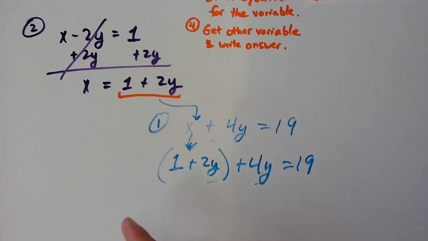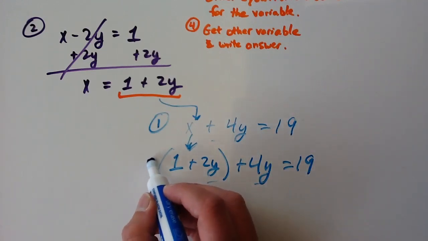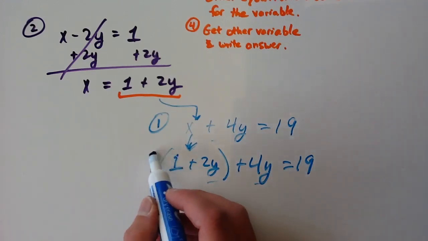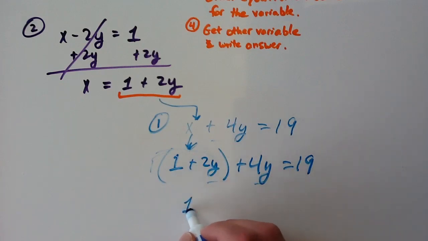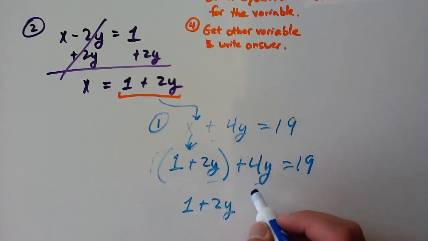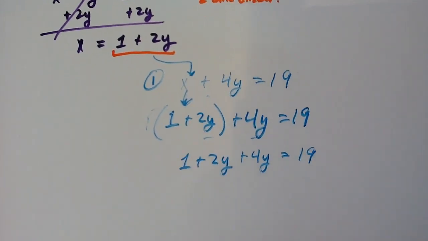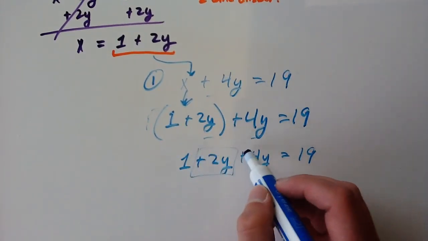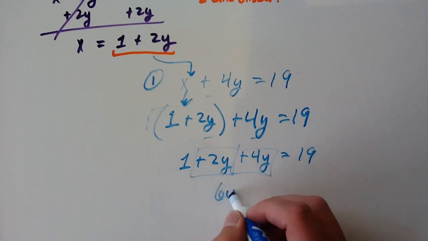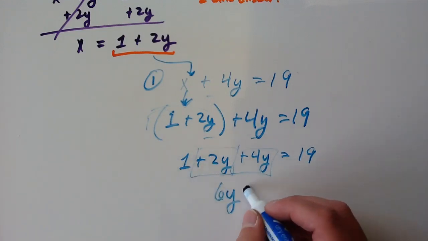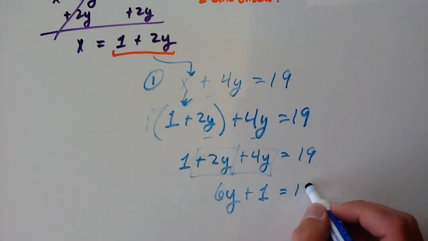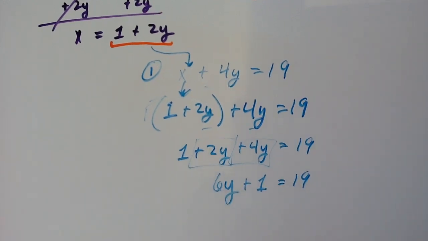I see parentheses, and so I need to eliminate the parentheses by the distributive property. Of course, there would be an invisible 1 right there, and so once I distribute the 1, I would still have 1 plus 2y, still have 4y equal to 19. Step 2 is to combine like terms. I have 2y and 4y, which combine to make 6y. I still have plus 1 equals 19. I have the variable on the left side, so get the numbers on the other by subtracting 1 from both sides so that those ones will cancel.